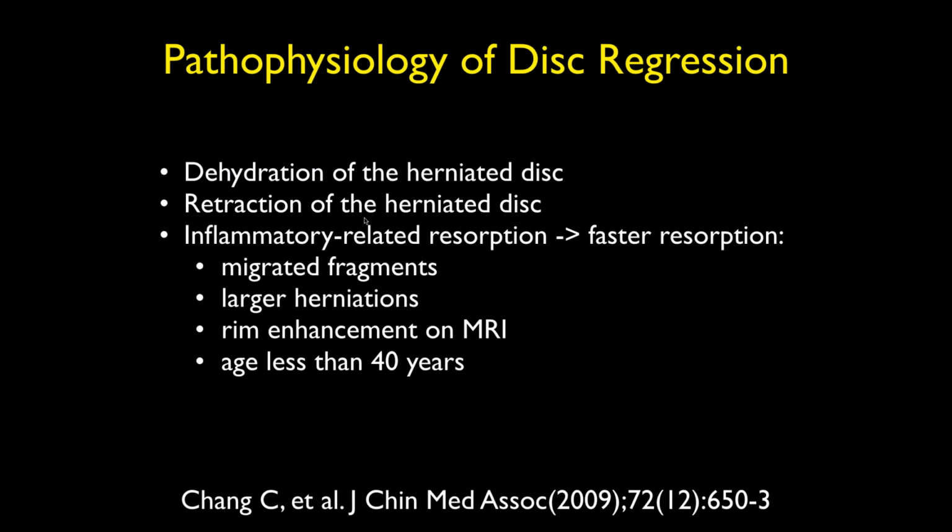If you get inflammatory changes around it, which is the areas of contrast enhancement that we saw in those contrast enhanced views, you probably get faster resorption. And you can also get migrated fragments, larger herniations, rim enhancement on MRI. If you have herniations under the age of 40, you tend to have more hydrated nucleus pulposus. But then again, the nucleus pulposus will completely resorb.